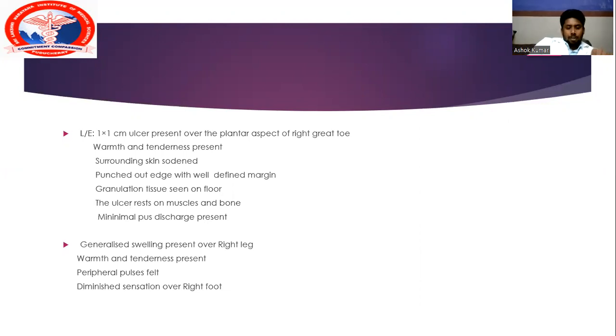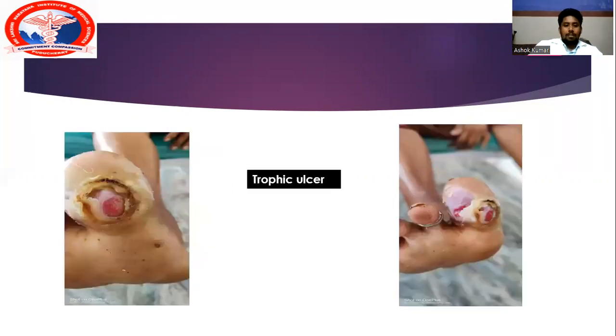Generally, swelling present over the right leg up to mid one third of the right leg, warmth and tenderness present. Her peripheral pulses were normally present, and she had diminished sensation over her right foot. This again suggests diabetic neuropathy, which is a complication of long-standing diabetes mellitus. But then she presented at the right time, and she had some pain and swelling. She presented to us with moderate cellulitis.